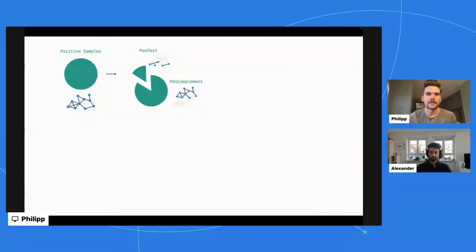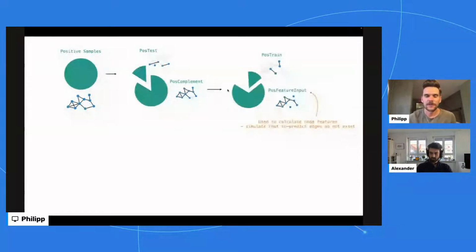It's not the training set, but rather the positive complement set, which comprises the train set and a feature input set. The positive complement set we in turn split up into the training set, which is about 10% by default, and the remainder is the positive feature input set. The positive feature input set is a quite large subset of the positive samples which we don't use in training or testing. We only use them for the calculation of the features.